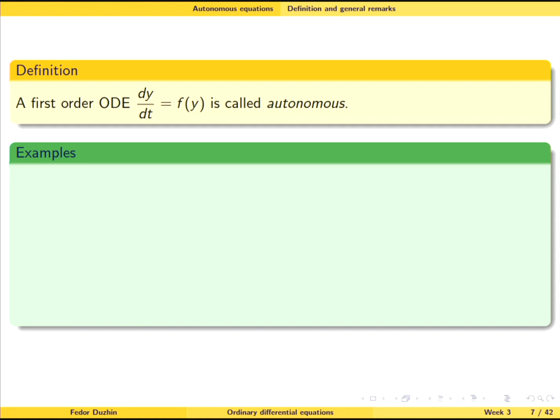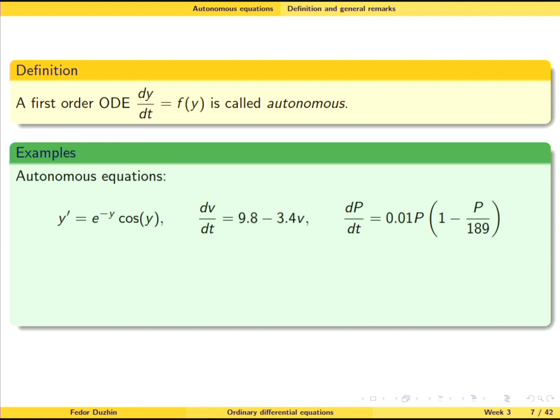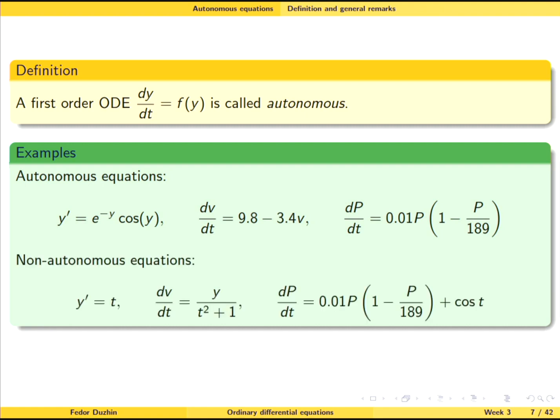By definition, a first order differential equation where the right hand side does not contain the independent variable and is a function of just the dependent variable is called autonomous. So here are a few examples of autonomous equations. And if the right hand side contains the independent variable explicitly, then this is a non-autonomous equation. Of course, any autonomous equation is also separable.